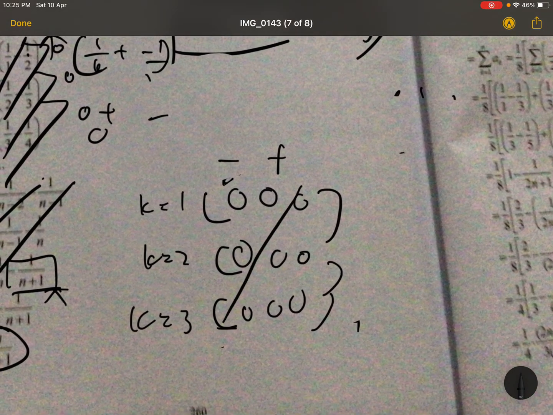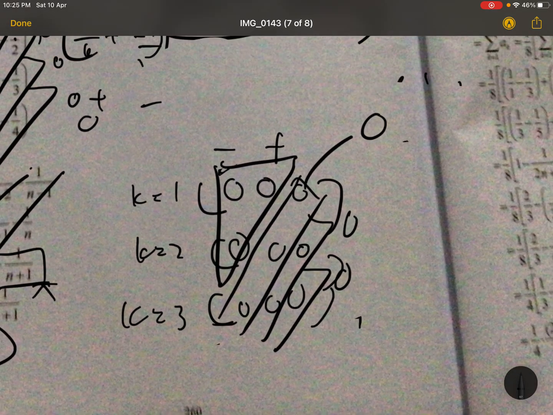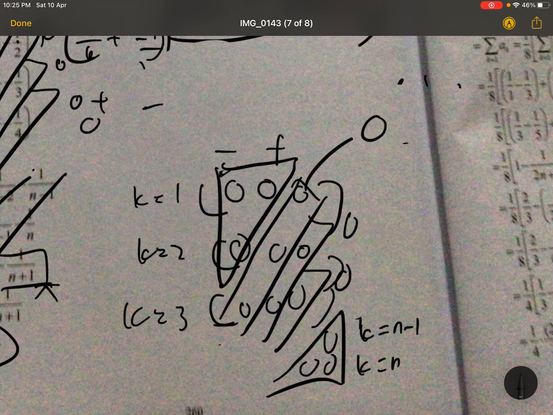So most of the time, I think every time, if there are 3 values in one line, this whole thing equals 0. And this whole thing equals 0. This whole thing equals 0. So what you are left with is these 3 values, and also the last 3 values here. This is k equals n, this is k equals n minus 1.